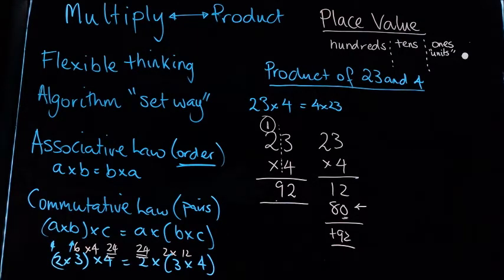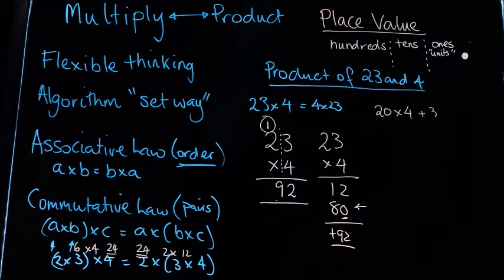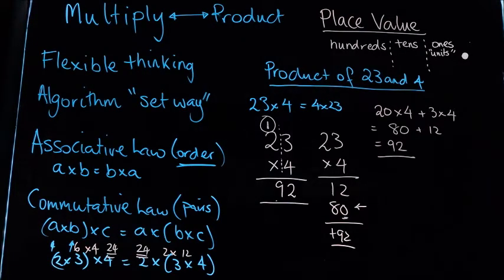we want more flexible ways of thinking about how we're going to work this product out, the product of 23 times 4. So perhaps we could do it this way. Perhaps we could actually do it as 20 times 4 plus 3 times 4. And let's check out how that works. That's 80 plus 12, and that gets us to 96 as well. 92, sorry. So there was a more flexible way to work.